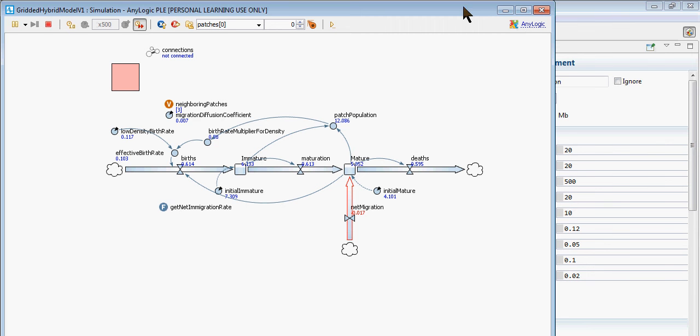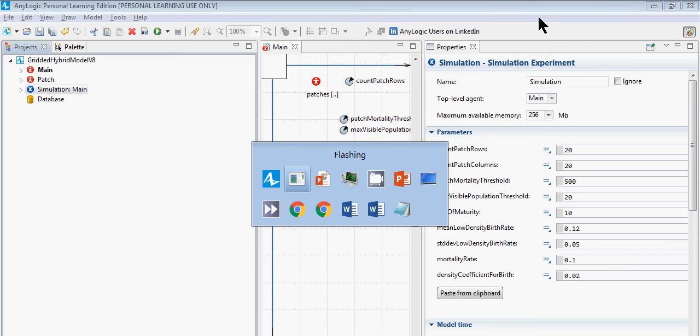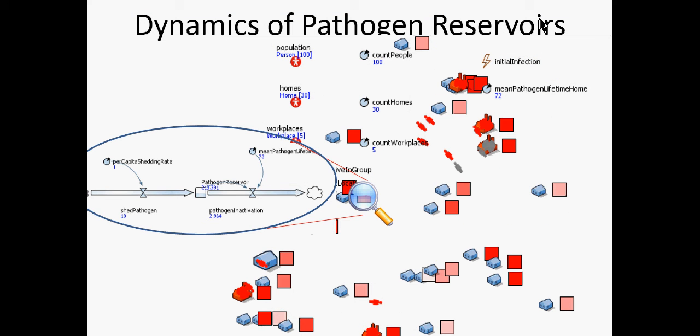And as we run this, we'll see that there's some dynamics associated with it. Basically, each patch communicates with its neighbors. So these organisms move from one patch to the other.